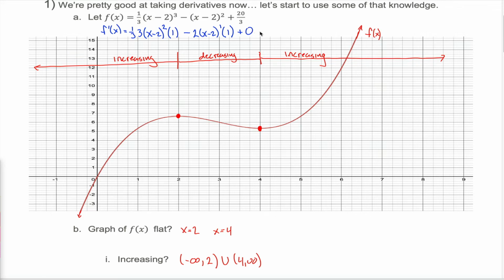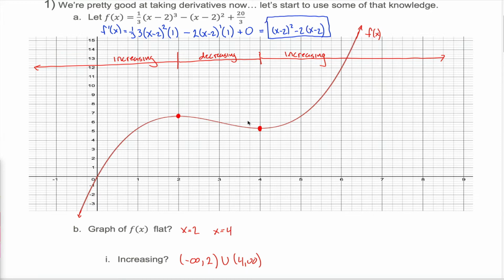I could clean this thing up a little bit and notice that this 1/3 and this 3 cancel out. So this first term is just (x - 2)^2. And in this second term, I don't need to write the 1 here nor the 1 up here. So I could just write minus 2 times (x - 2). f'(x) is equal to (x - 2)^2 - 2(x - 2).